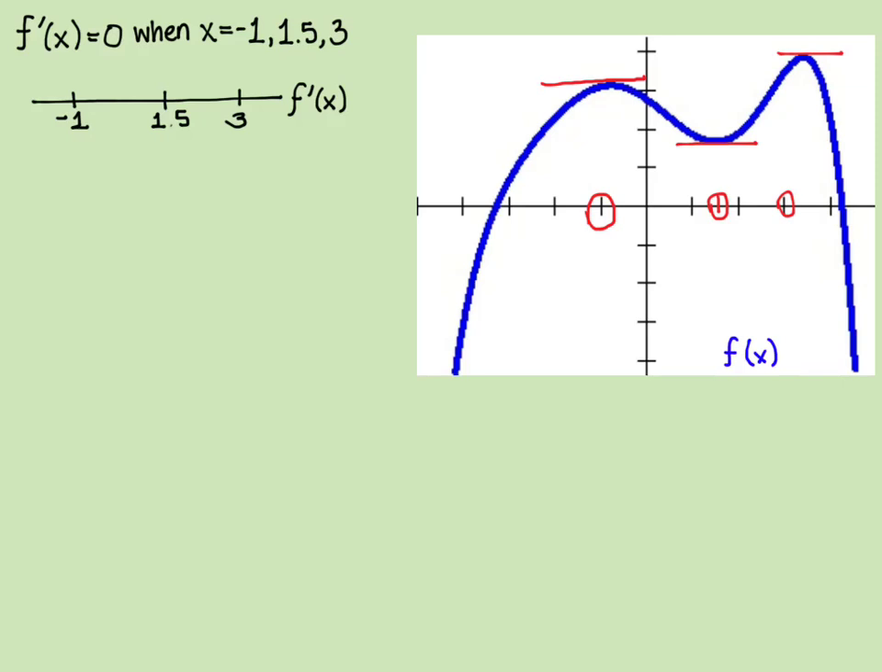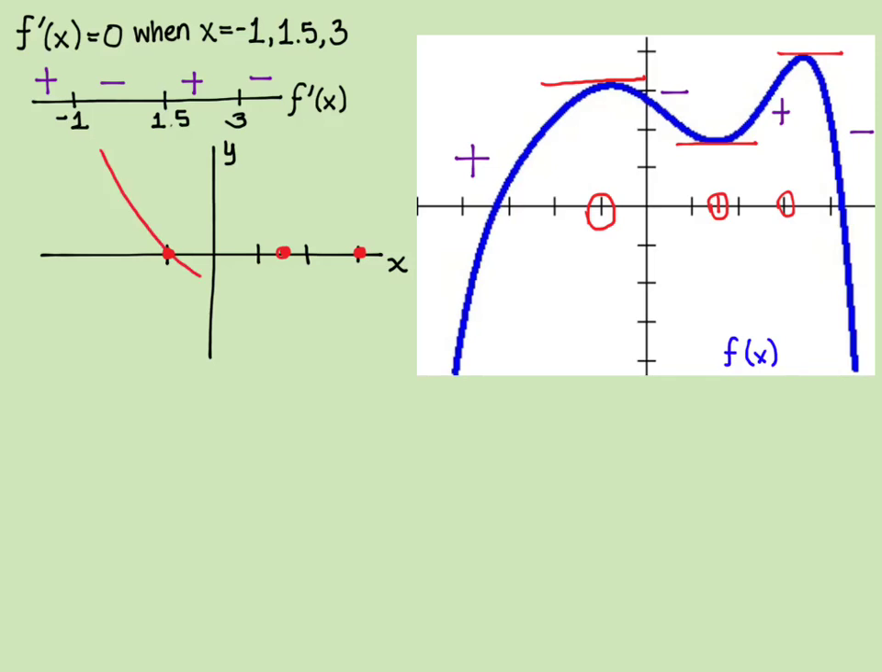It looks like it's increasing less than negative 1, decreasing between negative 1 and 1.5, increasing between 1.5 and 3, and decreasing everywhere after 3. We put those values on our number line, and now we're ready to sketch. So our derivative is going to be equal to 0 at negative 1, 1.5, and 3. Our derivative is going to have to be positive, so the y values are going to be positive, less than negative 1, and between 1.5 and 3. And everywhere else, the y values are going to be negative.